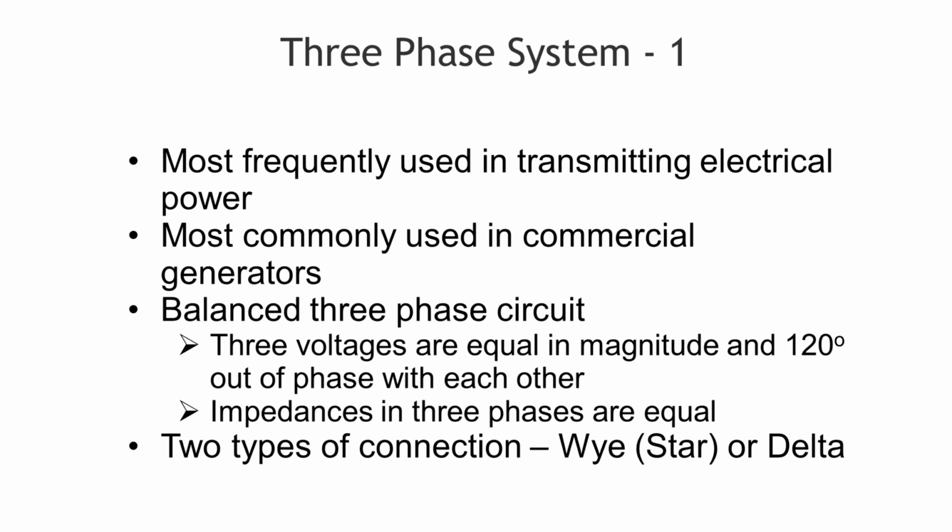Three-phase systems are the standard for power transmission and commercial generation. In a balanced three-phase circuit, all voltages are equal in magnitude and 120 degrees out of phase. All phase impedances are equal. Two main connection types, Y, star, and delta.